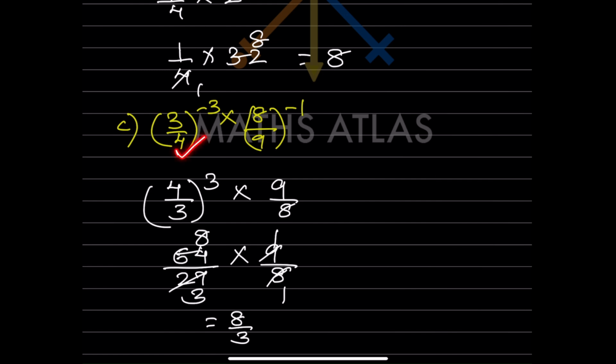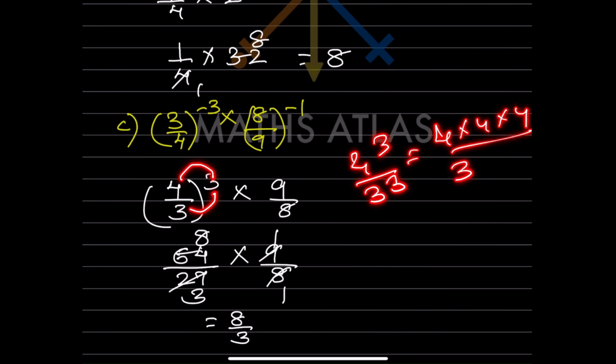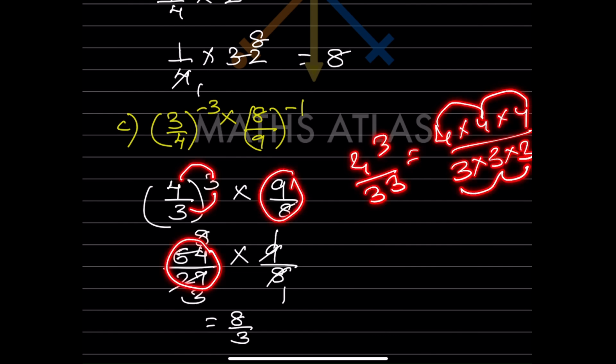Now look at this one first. You're going to flip over this one, that will be 4 by 3 raised to 3. And again this is negative, which means you are going to flip over this one, that is going to be 9 by 8. Now this cube and this cube, 4 cube divided by 3 cube. So this is going to be 4 into 4 into 4, over 3 into 3 into 3. So 4 fours are 16, 16 fours are 64, and this will be 27. So 64 by 27, and this 9 by 8 as it is.